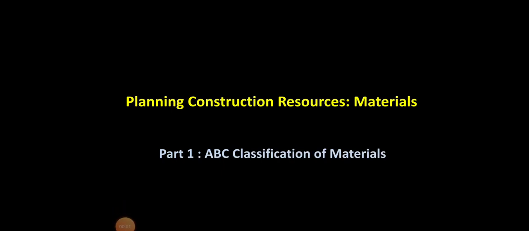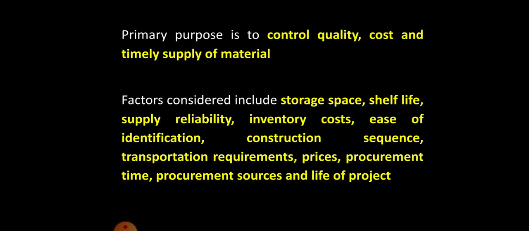Today we'll be discussing planning construction resources, and the part we are going to cover is materials. This part is further divided into different subparts or sections. The section we'll be dealing with is ABC classification of materials. The primary purpose of classifying materials is to control their quality, cost and timely supply.